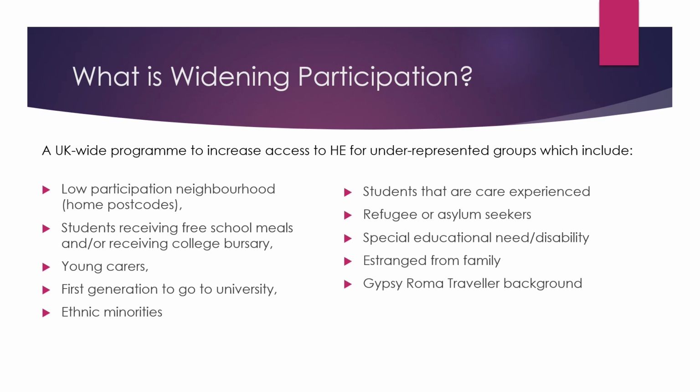Some of the criteria include low participation neighbourhoods, and this is based on a student's home postcode, and this could mean where an area has few individuals who have a degree, students receiving free school meals or have done in the last 6 years, or receiving a college bursary, young carers, first generation in a family to think about going to university, black and ethnic minorities, students that are care experienced, refugee or asylum seekers, special educational needs or disabilities, students who are estranged from family, and Gypsy Roma traveller background.